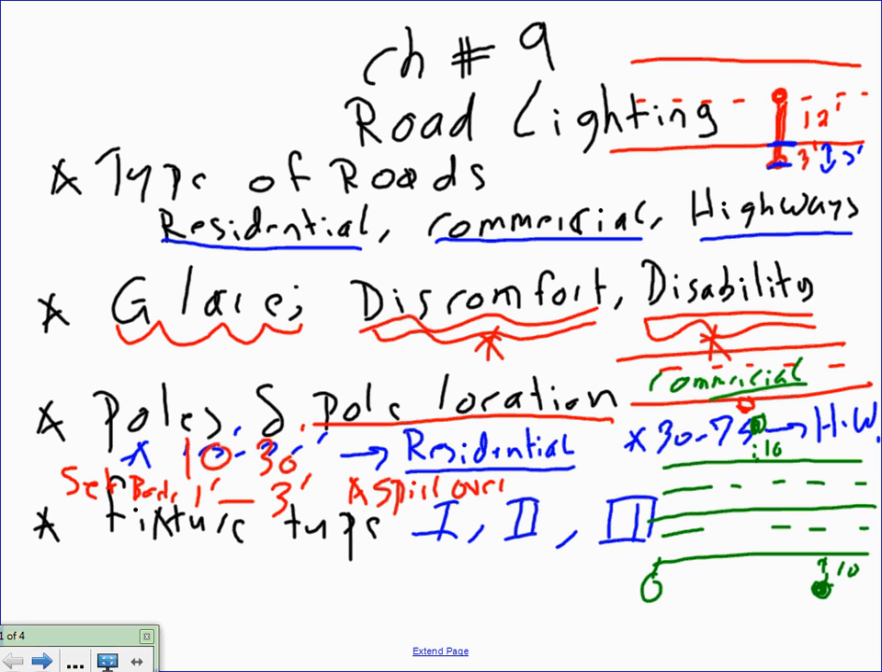Okay, any question about the poles? So everybody knows that you're going to pay attention to where the street or roadway is located first. The glare, discomfort, and disability. The poles, 10 to 30. The lower the pole, the more I can control the spill of the light. That's the most important thing. The higher the pole, though, the more light I can cover bigger areas.